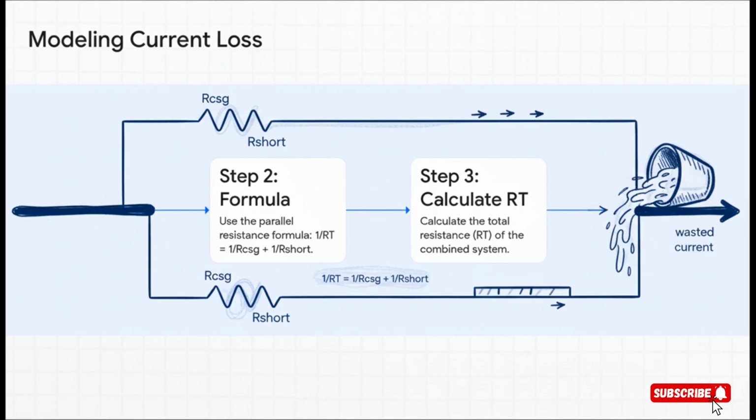The main takeaway here is that since electricity is fundamentally lazy, it always takes the path of least resistance. Most of our precious protective current is going to flow through whichever path is easier. This math lets us figure out exactly how much of our current is being completely wasted.